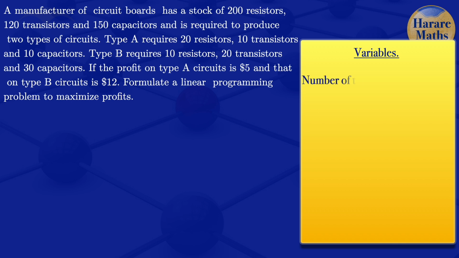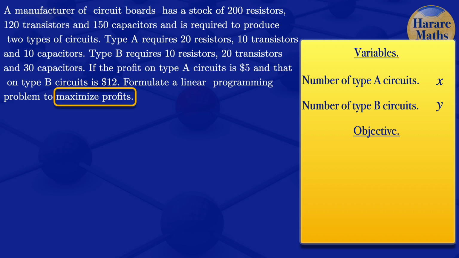So we have the number of type A circuits, that's the first variable, and I'll call it X. And then the number of type B circuits, I'll call it Y. So those are the two variables for this problem, X and Y. After defining the variables, I now go on and look at the objective of the problem. What we are being asked here is to maximize profits.